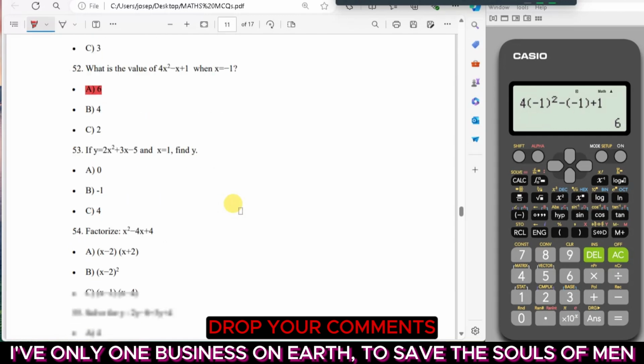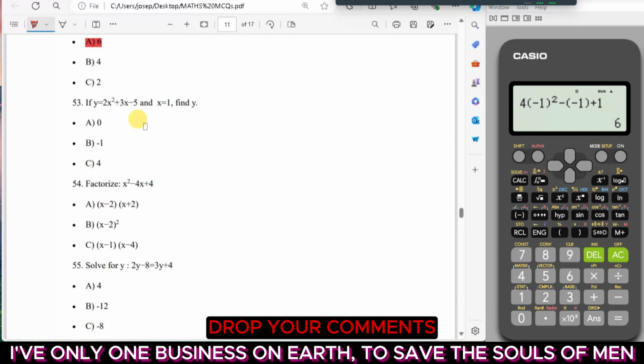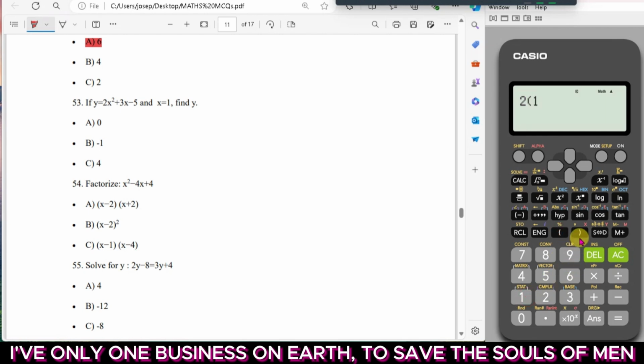and your correct answer here is A, 6. Number 53, if y is equal to 2x squared plus 3x minus 5, and x is equal to 1, find y. So again, anywhere you see x, you put inside 1. So we have 2, in bracket 1, squared plus 3 times 1 minus 5, and that is 0. So the correct answer here is A.